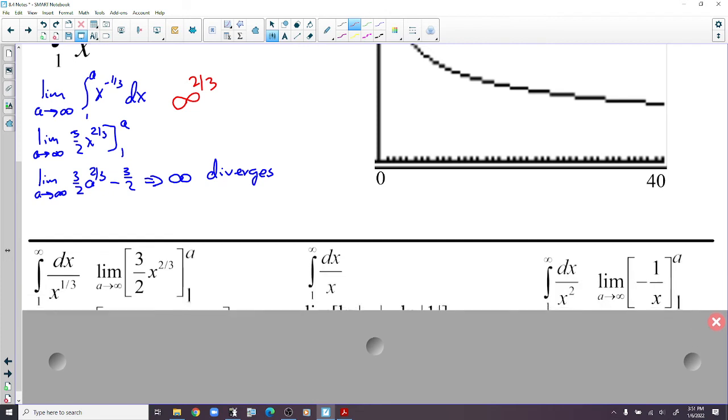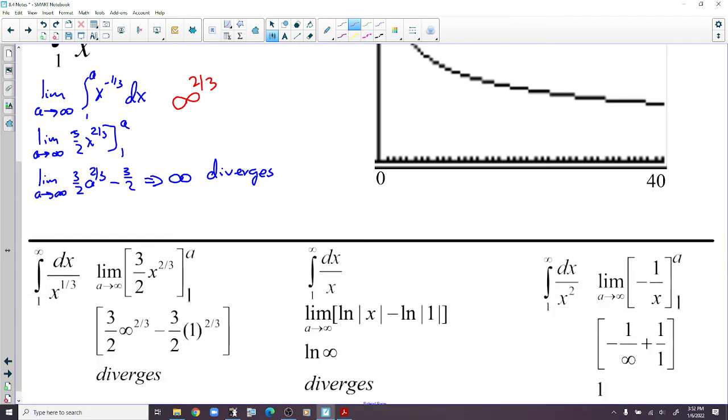Well, let's investigate this a little bit more. If you have 1 over x to the 1/3, this diverges, and I show the work for that. You have x to the 1, and this also diverges. But if that power is above 1, then it's going to converge to a value. And you can see when you do the antiderivative, the variable ends up in the denominator.